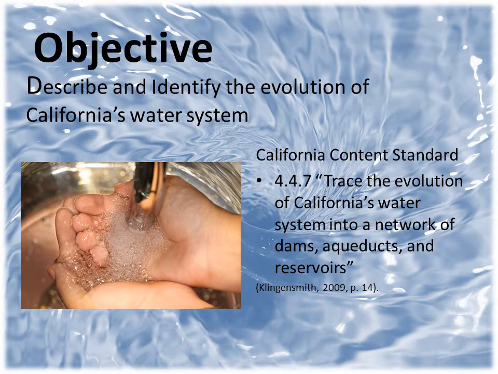Our objective for this lesson is based on California Content Standard 4.4.7, which states: trace the evolution of California's water system into networks of dams, aqueducts, and reservoirs. After completion of this lesson, you will be able to successfully describe and identify the evolution of California's water system.